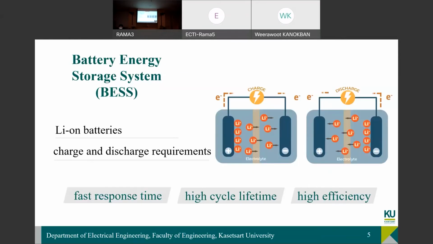The next is the battery energy storage system, or BESS. In this work we focus on the lithium-ion battery. The lithium-ion battery is very popular today. We use lithium-ion batteries in phones, tablets, laptops, or even EV cars. The advantages of the BESS are fast response time, high cycle lifetime, and high efficiency.